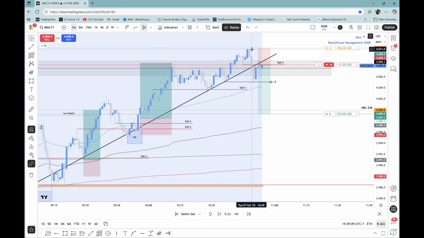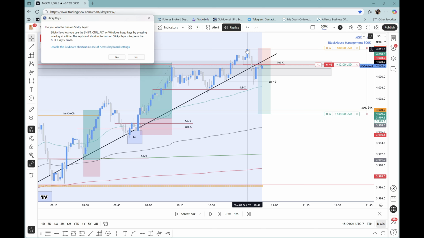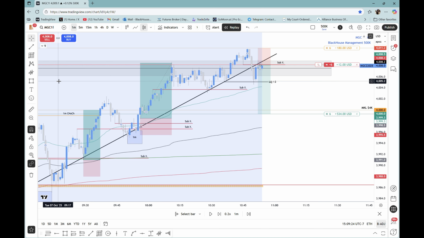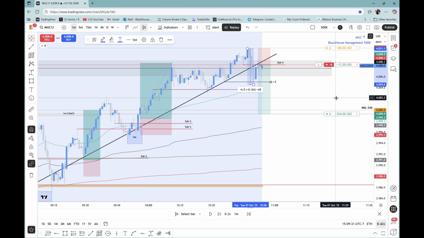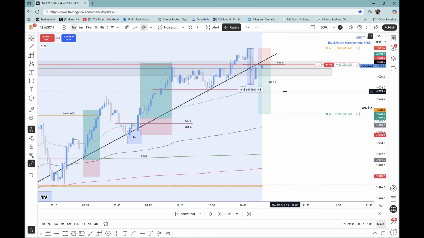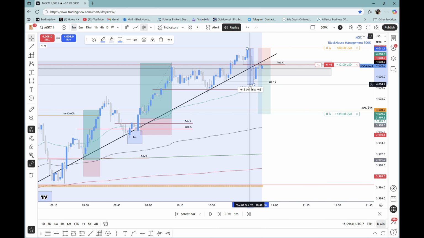We had an aggressive move. No, that wasn't 5 points from here to here. Why does it keep doing that? Give me a second. This is acting stupid right now. 65 ticks, a 6.5 point aggressive move to the downside. This is only in 3 minutes, 3-minute candles. We moved 65 ticks, 6.5 points.